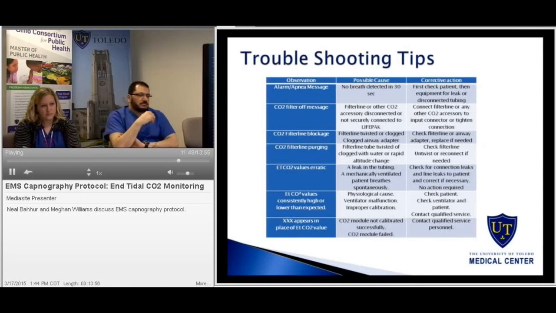This is our final slide, and it simply is for reference at a later date for troubleshooting. If you find that your device is not functioning properly, you can refer to this document here to see what steps you need to take to ensure that it is properly working.